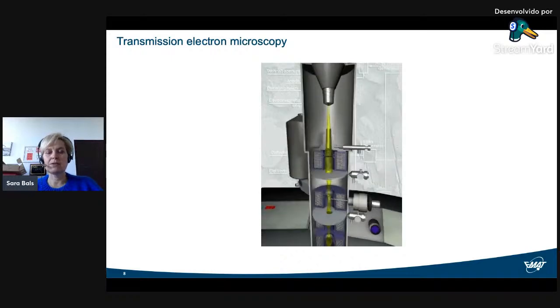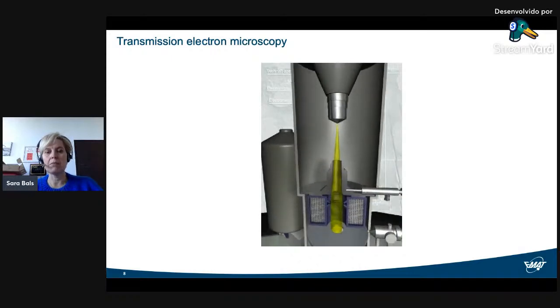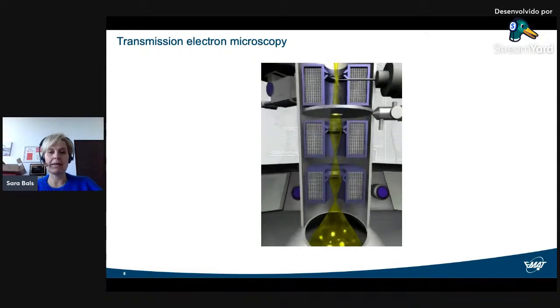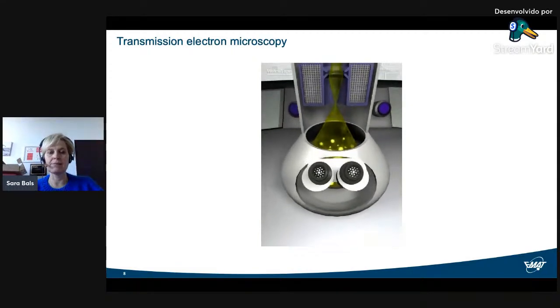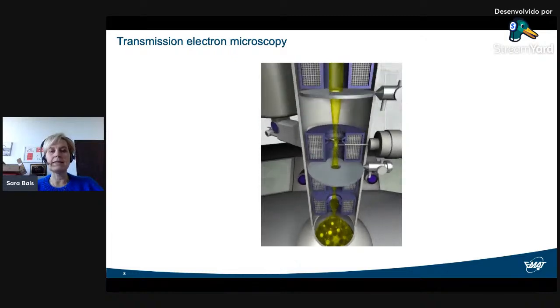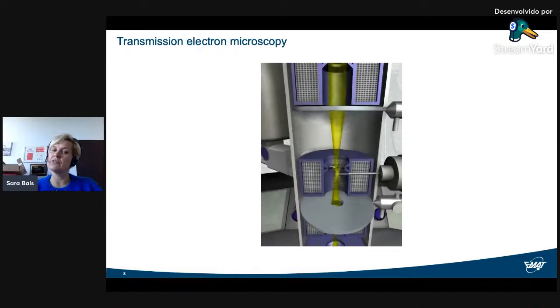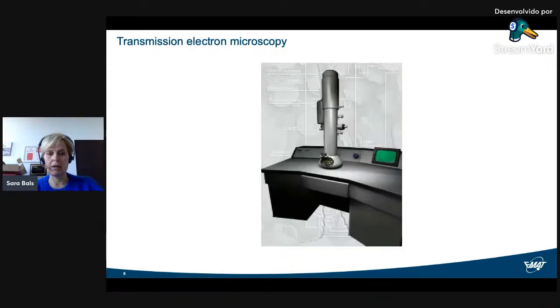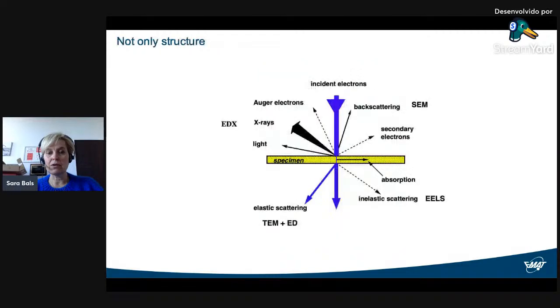You can see that in a transmission electron microscope at the top, we have a beam of electrons, and these electrons are guided through the stage by a series of electromagnetic lenses. At the bottom, we have a screen or a CCD camera capturing information in real space or reciprocal space. And here is where the interaction between the electrons and the sample takes place.